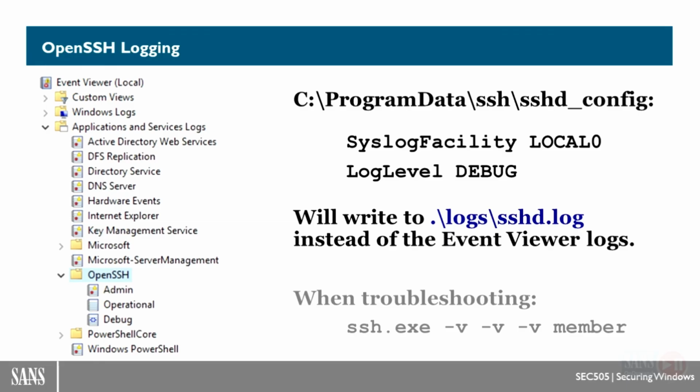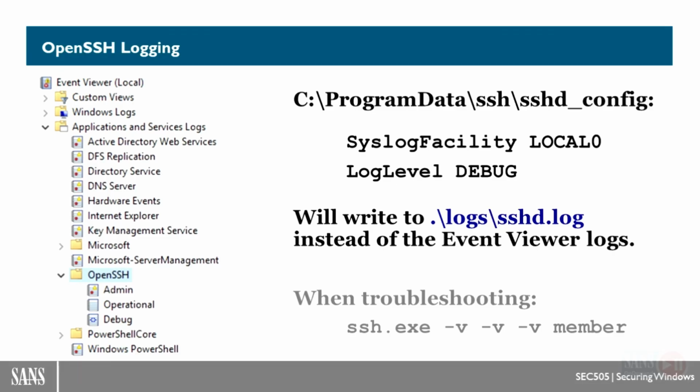From the client side, when you're troubleshooting, by the way, notice that you can connect with between 1 and 3 -v switches. So in this case, -vvv is triple verbose. You can also combine the v switches. You can do -vvv, and that'll give you triple verbose debugging information on the client side.